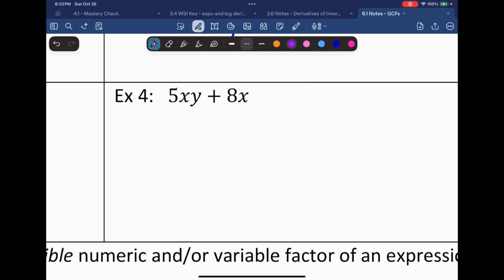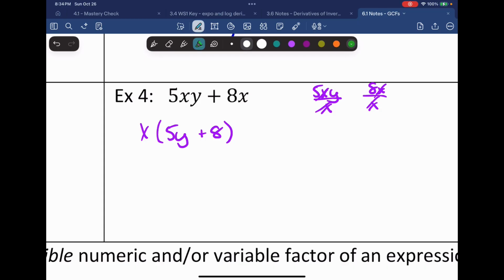No numbers in common here, but I do have a variable. Got the x. So that leaves me with 5y plus 8. So x times 5y plus 8. These are factors of 5xy plus 8x, because if I redistribute, I end up with the original expression.